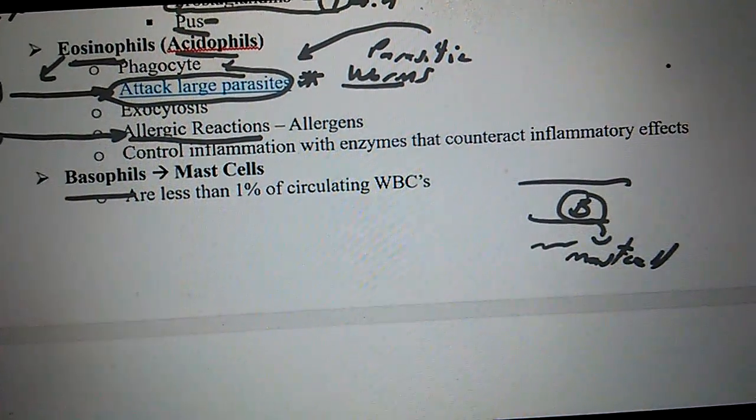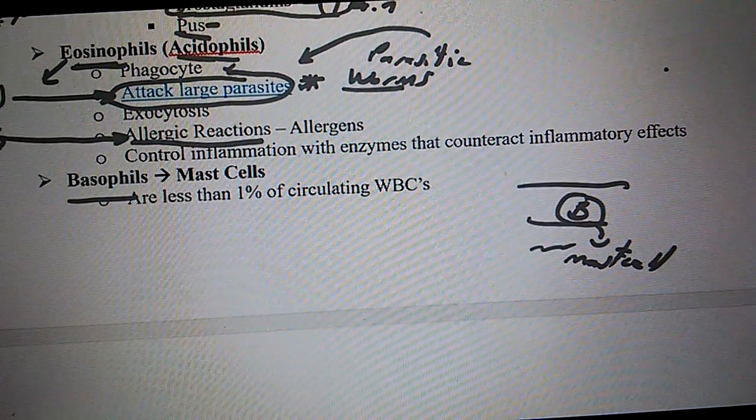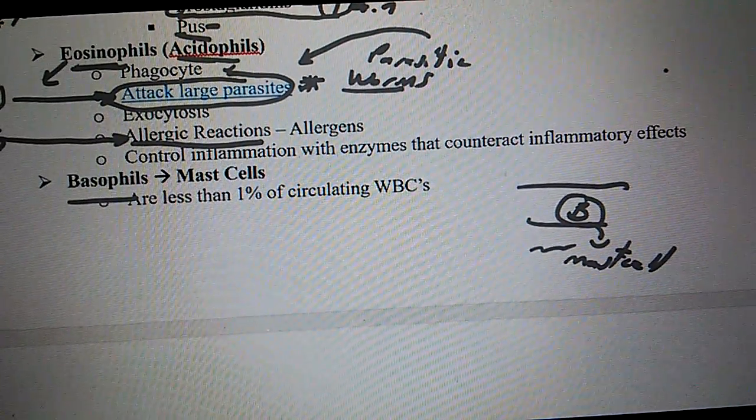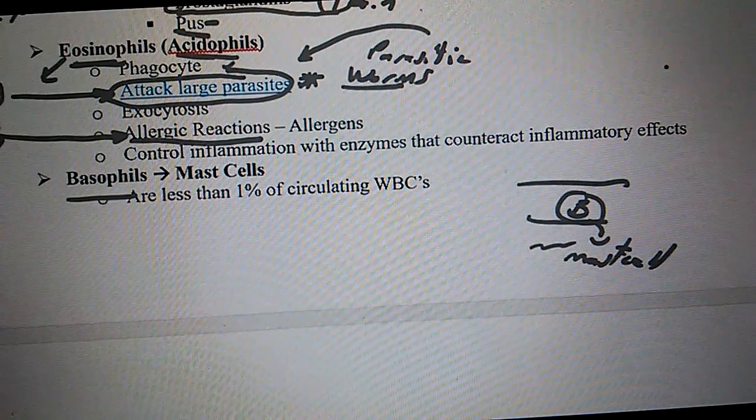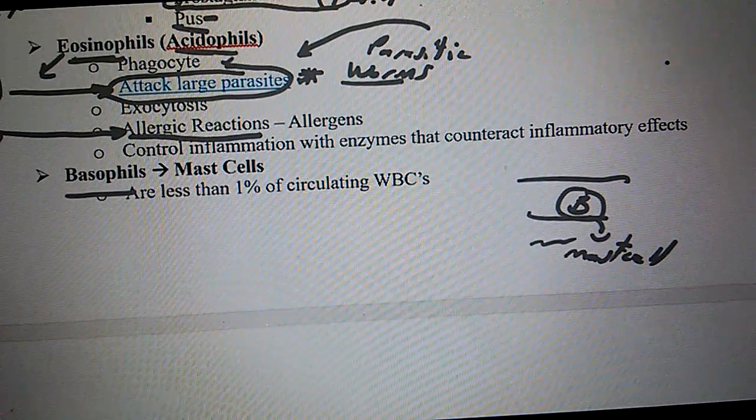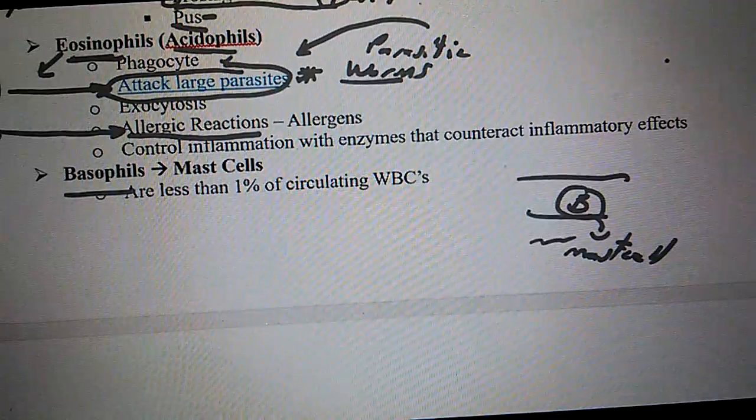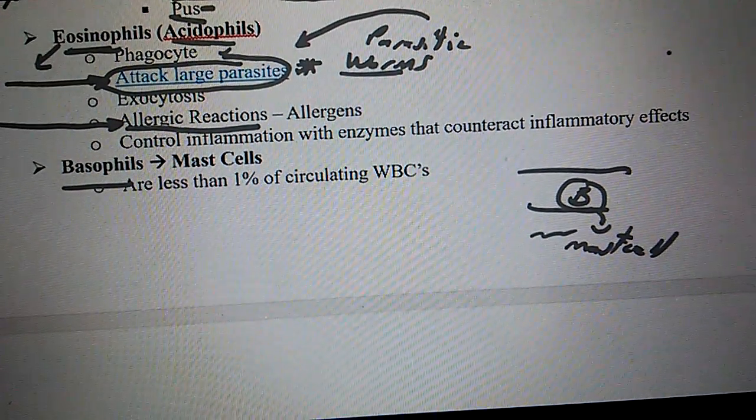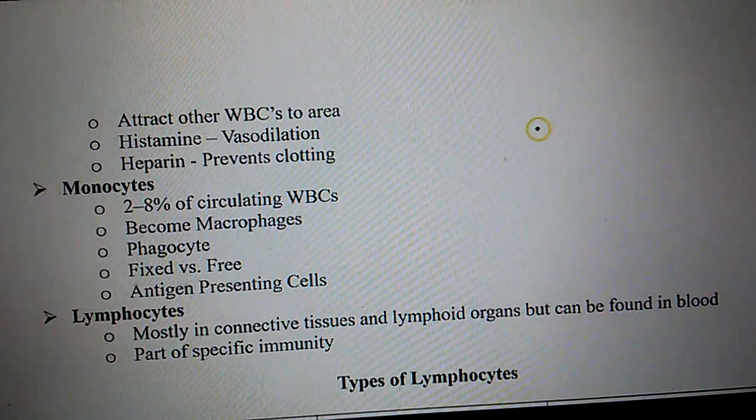Which is the least common white blood cell? Basophil. Because remember, leukocyte is the same thing as white blood cell. Basophils are in the blood. When they leave the blood, they become mast cells. So therefore, do mast cells have granules? Yes, because it's the same thing.